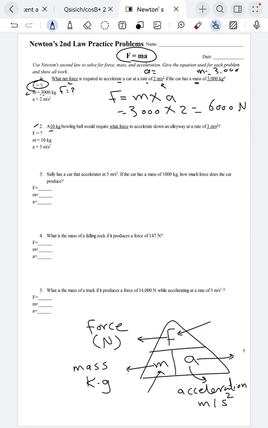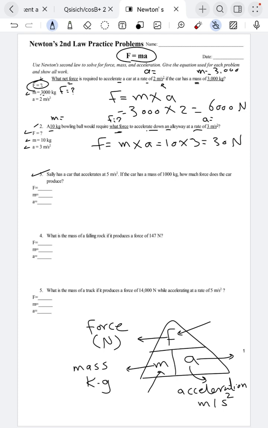He said 10 kilogram, this stands for mass. Pulling the ball would require what force? So he's asking about the force again to accelerate down the alleyway at a rate of 3 meters per second squared. So this is the acceleration. Here the force is unknown, the mass is 10 kilogram and the acceleration is 3. So again I can use the formula that force is equal to mass times acceleration, which is 10 times 3, equal to 30 Newton.